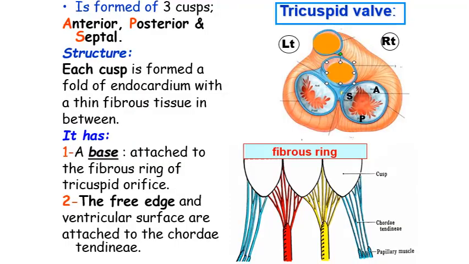Let's talk a little bit about the tricuspid valve. The three cusps, as you know, are the anterior, the posterior, and the septal, each cusp of which is formed of a fold of an endocardium with a thin fibrous tissue in between. Each cusp has a base. This base is attached to the fibrous ring of the tricuspid orifice and a free edge which becomes attached to the tiny filaments known as the chorda tendini.